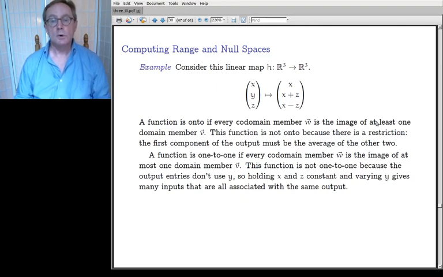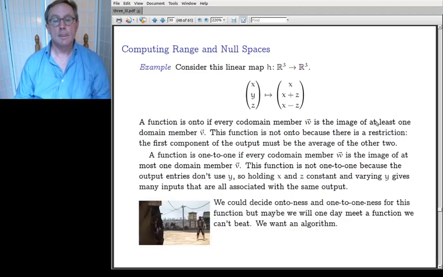A function's one-to-one if every codomain member is the image of at most one domain member. And this function is not one-to-one because the output entries don't use Y at all. So if you hold X and Z constant, let's say you said X equals 5 and Z equals 4, and vary Y, you'll get that many inputs all go to the same output.